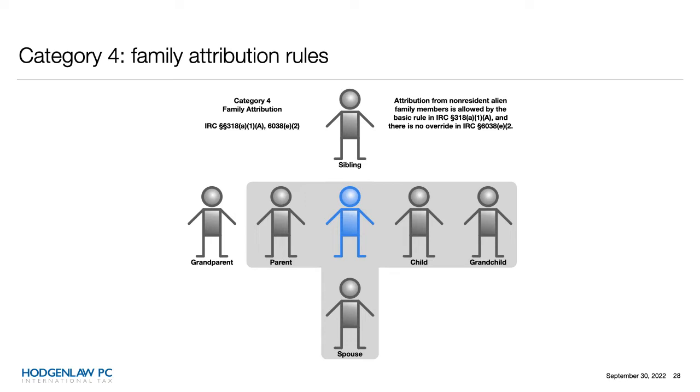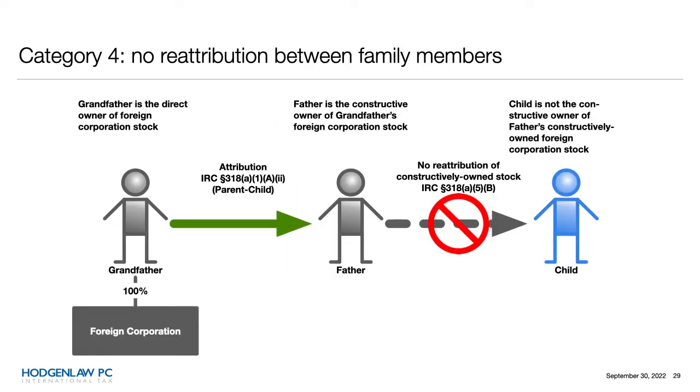So now sibling attribution no longer happens. So your sister can own 90% of the stock of a foreign corporation, and you are not treated as the constructive owner of that stock. Grandma can own 50% of the stock of Corporation B, the foreign corporation. You don't care because the constructive ownership rules for Category 4 will not attribute ownership of Grandma's stock to you. Again, there's no reattribution from one family member to another.